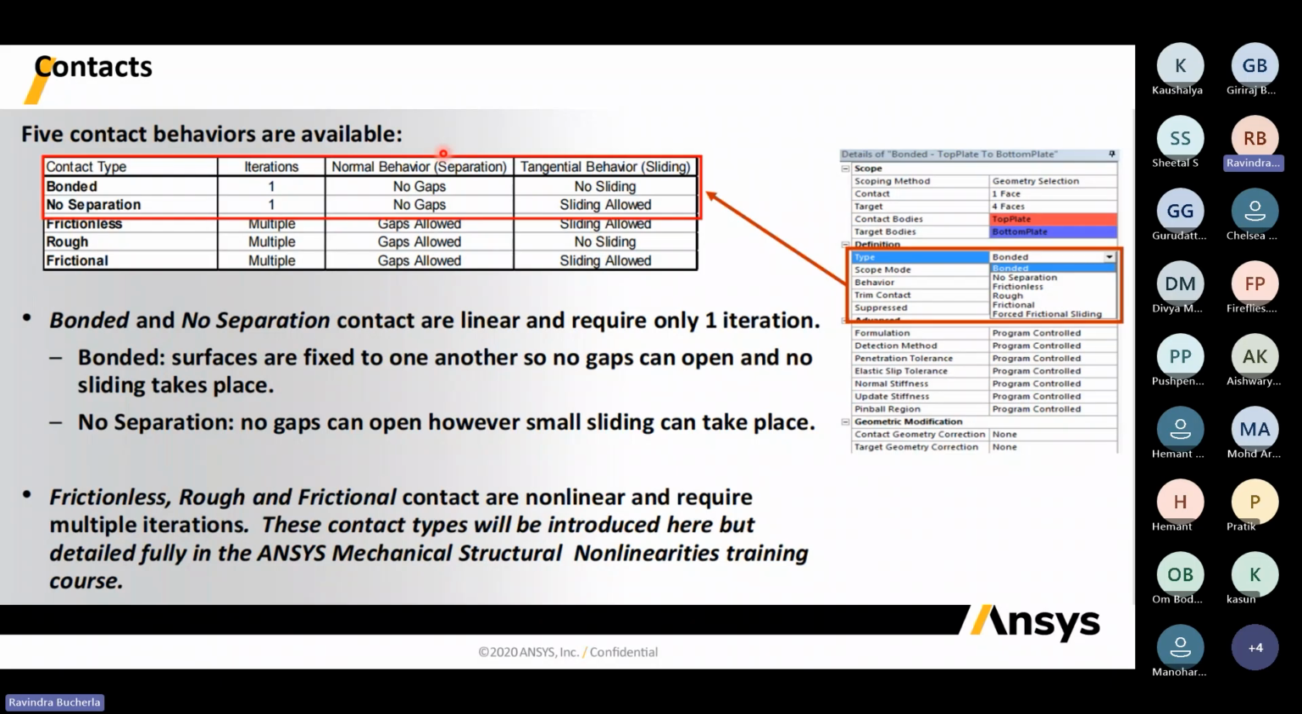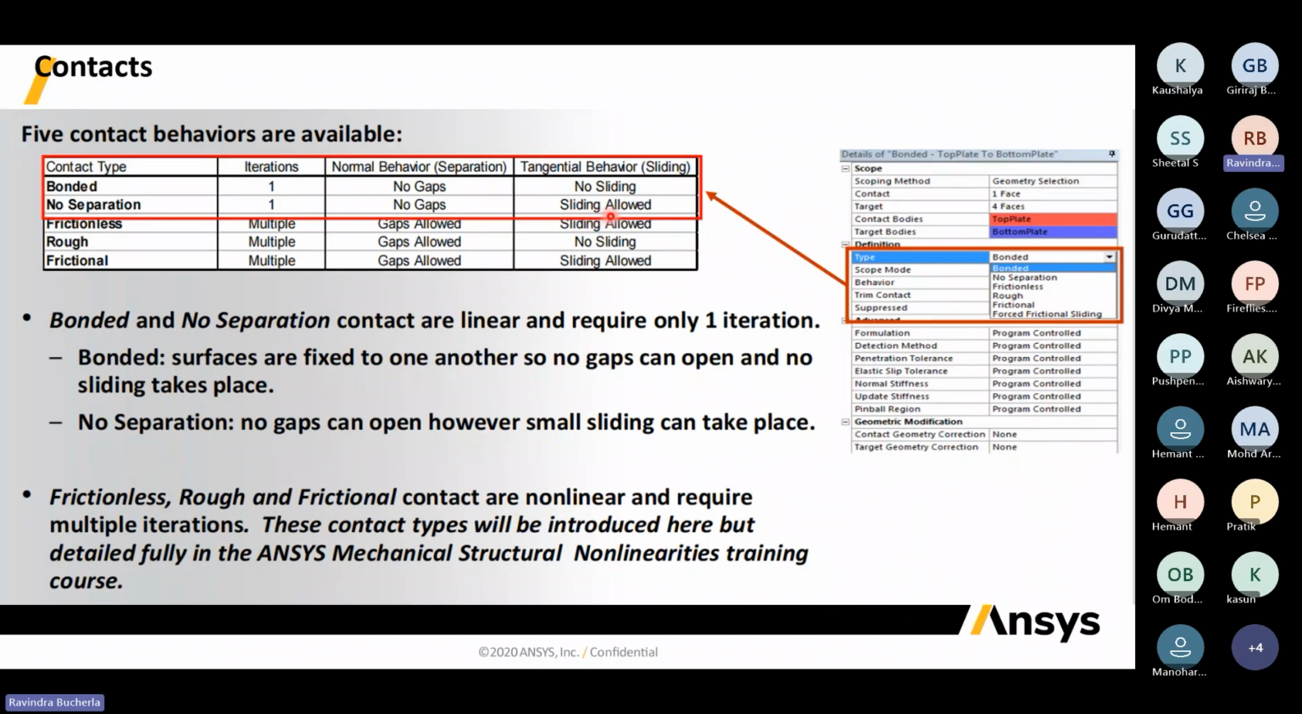So bonded means, suppose there are two surfaces in contact, if you consider both surfaces as a bonded contact, it is like a fixed. So with respect to one surface, another surface will not move in the normal direction. That is, it will not separate and it will not slide as well. So sliding is not allowed and separation is also not allowed in terms of bonded contact. No separation means these two surfaces will not separate, there will not be any gap allowed between the surfaces, but it can slide. So only sliding is allowed.